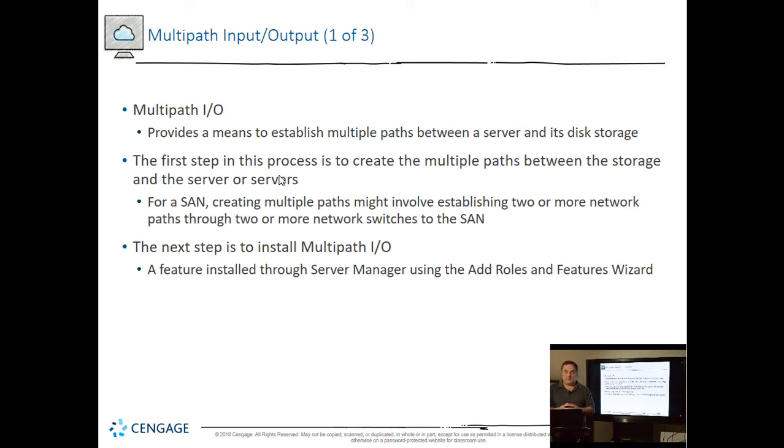Multipath I/O, I typically use this for iSCSI a lot of times, where I'll have multiple different network cables all connected to the same storage. So if one network cable goes down, or a network card goes down, either way, then my other ones will work. But you have to install the Multipath I/O feature in order to get that to work.